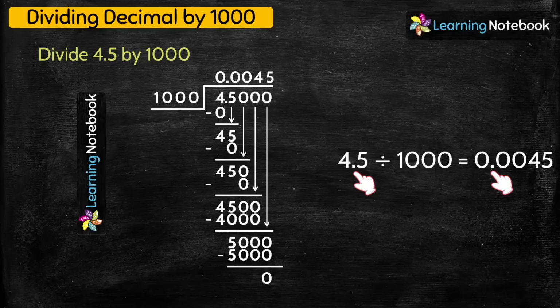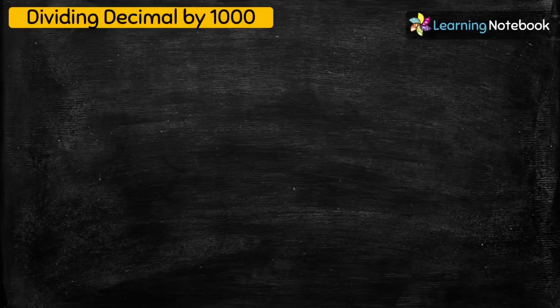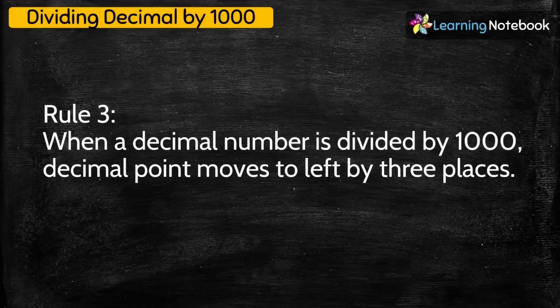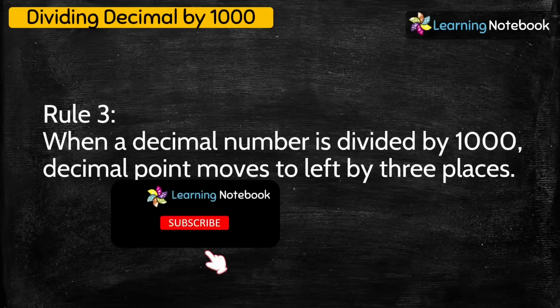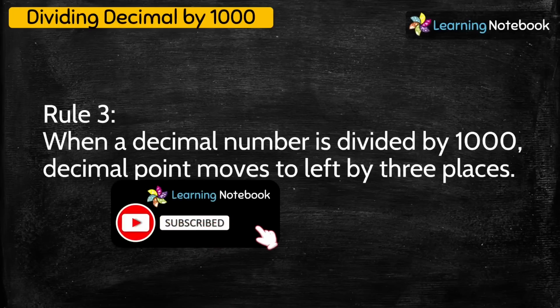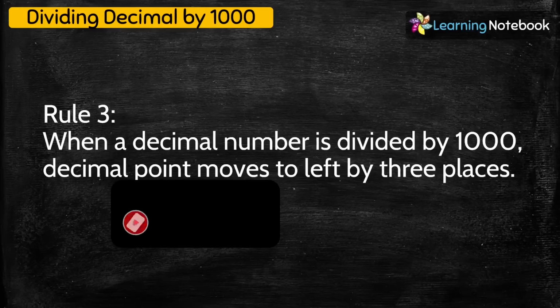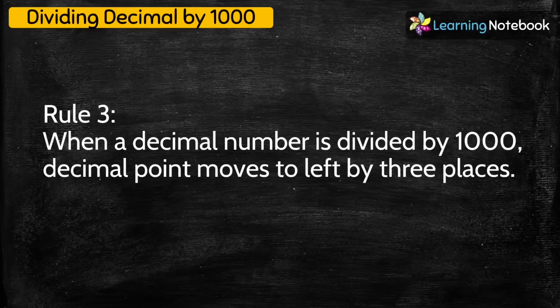So students, here we can observe when a decimal number is divided by 1000, the decimal point moves to the left by 3 places. So this is our rule number 3. When a decimal number is divided by 1000, the decimal point moves to the left by 3 places.